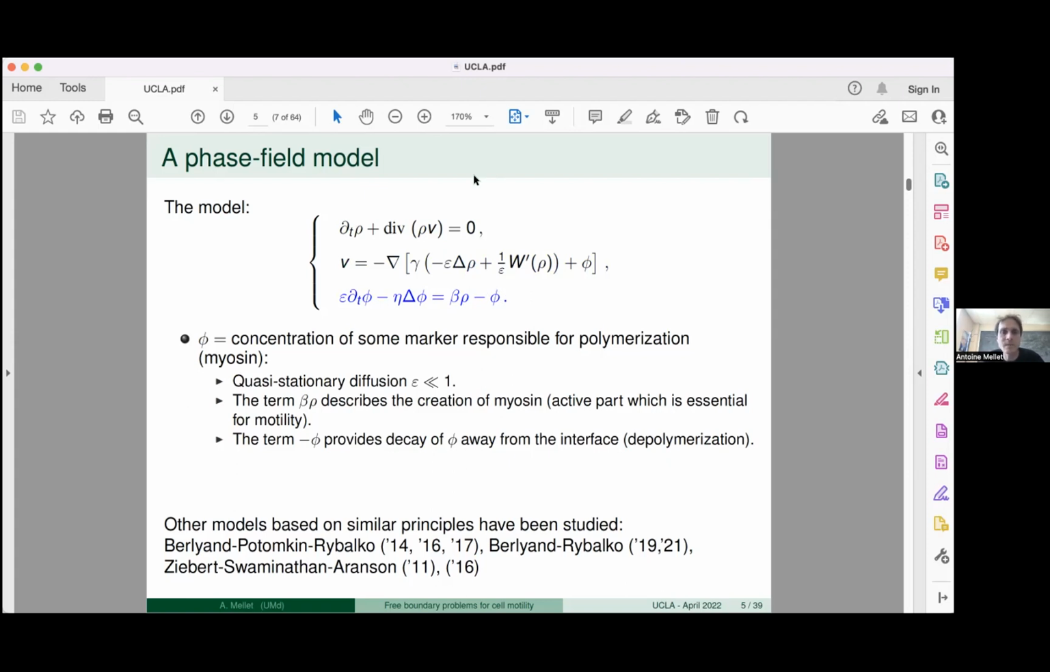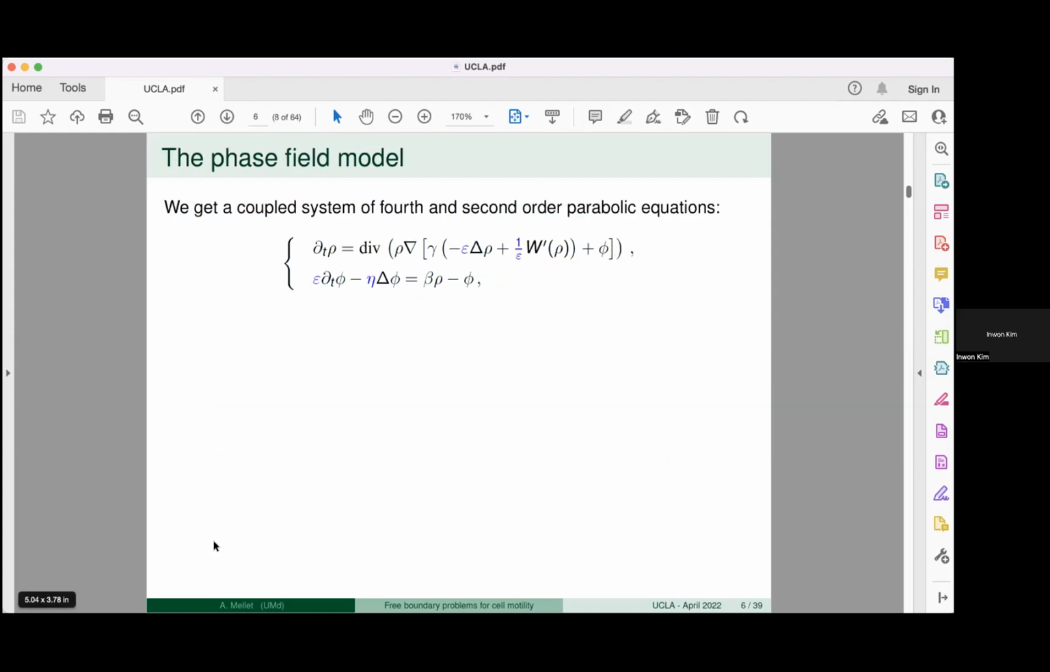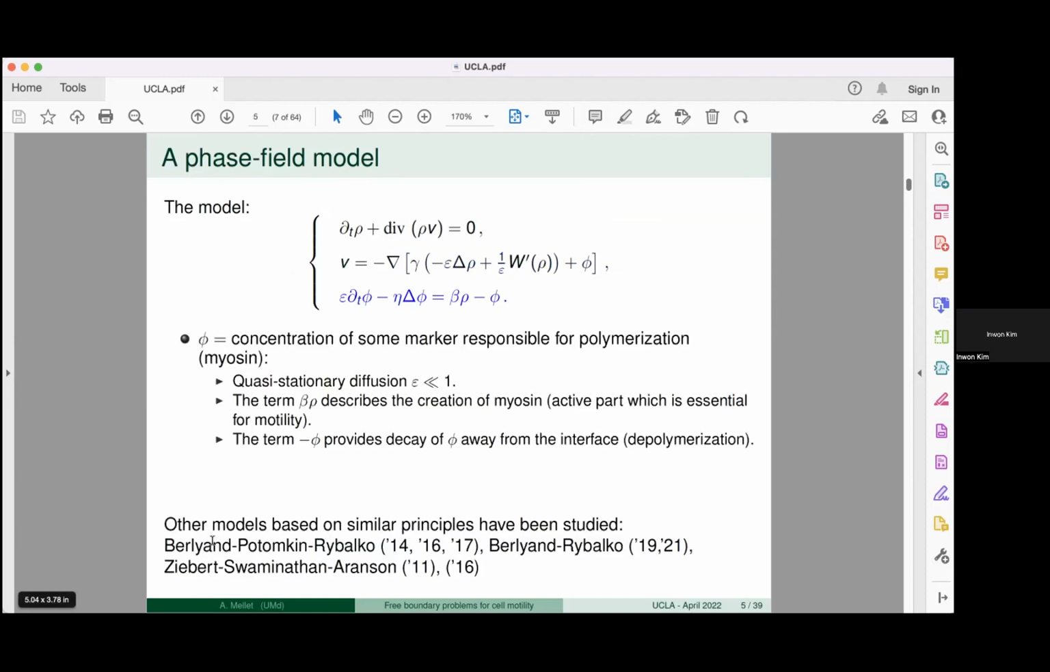As I said, various models can be found in the literature that are variants of this. In particular, Berlion has done a lot of work on different models inspired by similar modeling considerations. All of this is isotropic. So yes.